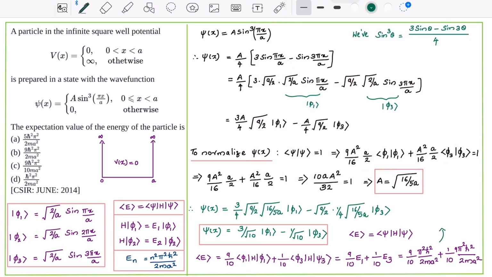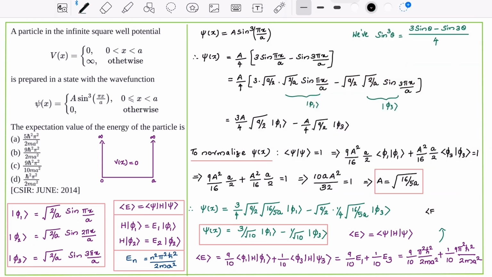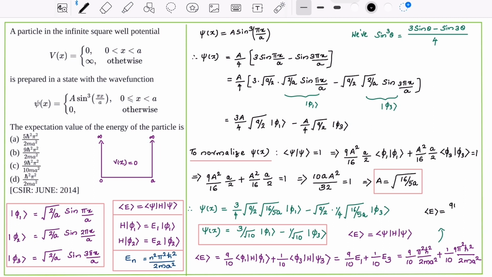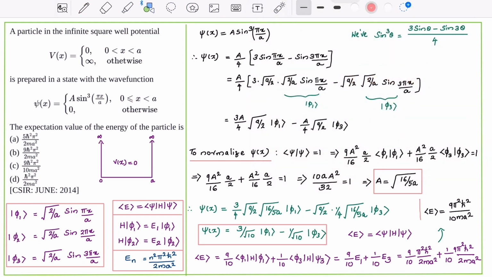Now what is 9 by 10 E1 plus 1 by 10 E3? Let us do the summation and you will get the answer as 9 pi squared h bar squared divided by 10 ma squared. Therefore we can say that from the given options, option C is correct.